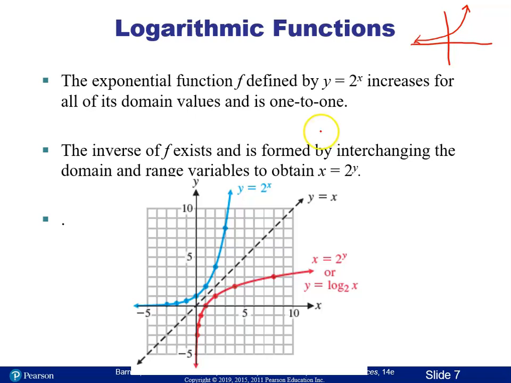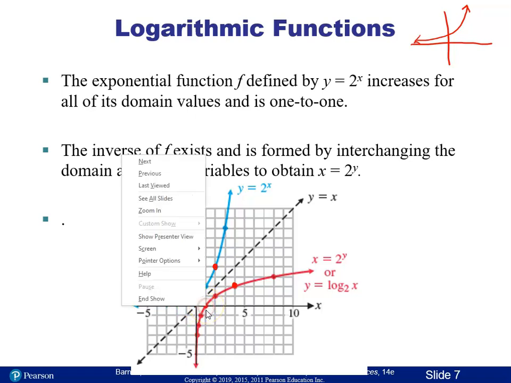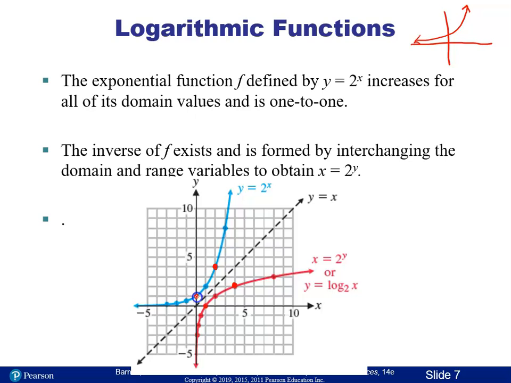The logarithmic graph is actually the reflection of the exponential function in the line y equals x, because of the way we interchange the x and the y. So if I have the point (2, 4), then the point (4, 2) is going to be on the inverse. If I have the point (0, 1), then (1, 0) is going to correspond. There has to be that correspondence there. If we have the point (3, 8) on the original graph, we would have the point (8, 3) on the inverse.